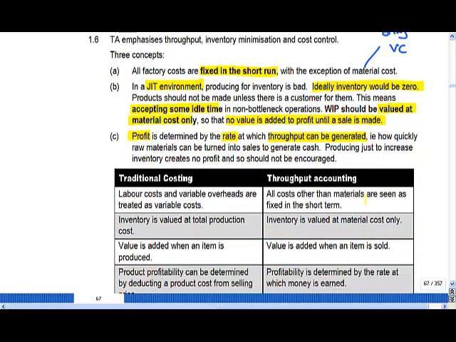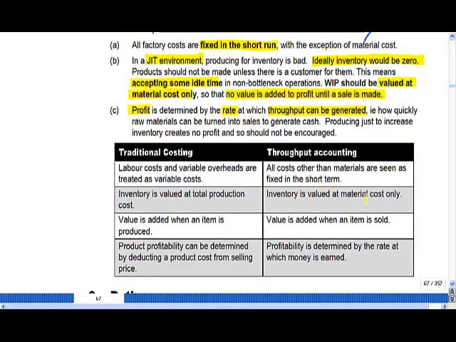So you've got a little table here comparing traditional and throughput accounting. Worth having a read of that, making sure you understand those elements. They are the sort of things that you could bring into a discussion requirement in the exam.